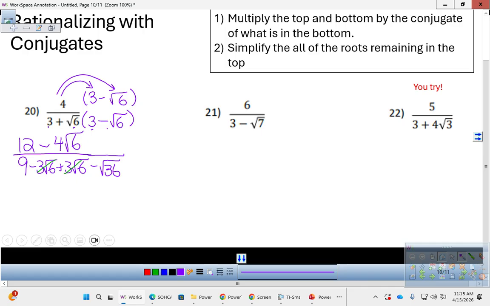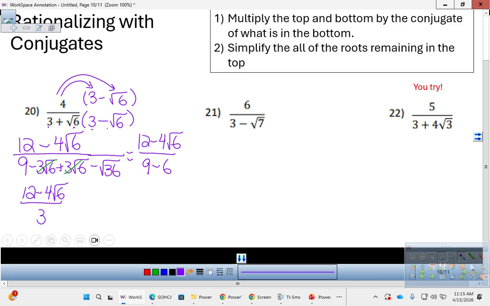The top is 12 minus 4 root 6. And the bottom ends up being 9 minus 6, because the square root of 36 is just 6. Right, so the middle term zeroes out, and the last term is a perfect square. So now we've rationalized the denominator. There's no more root in the bottom. So let's see what we have. We've got 12 minus 4 root 6 over 9 minus 6, which is 3.